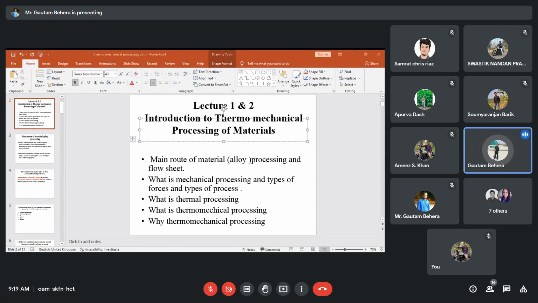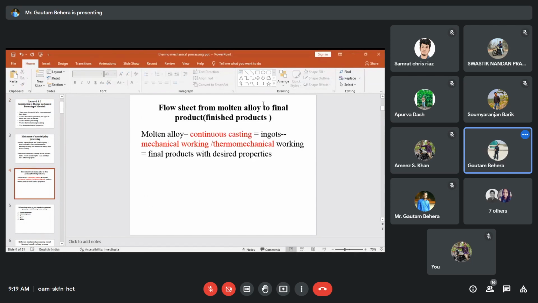And this solidified ingot. Okay, this is not moving. Okay, yeah.